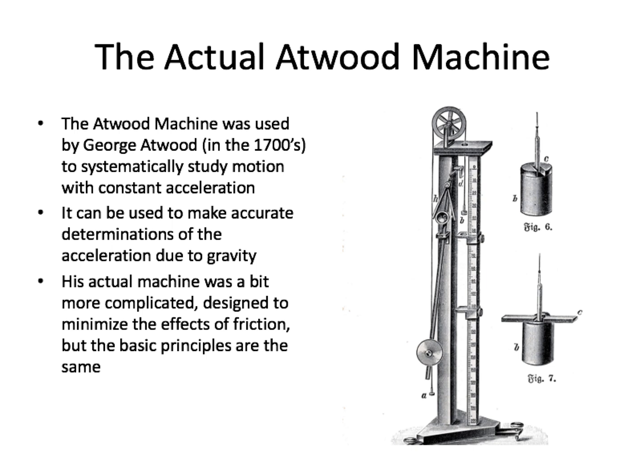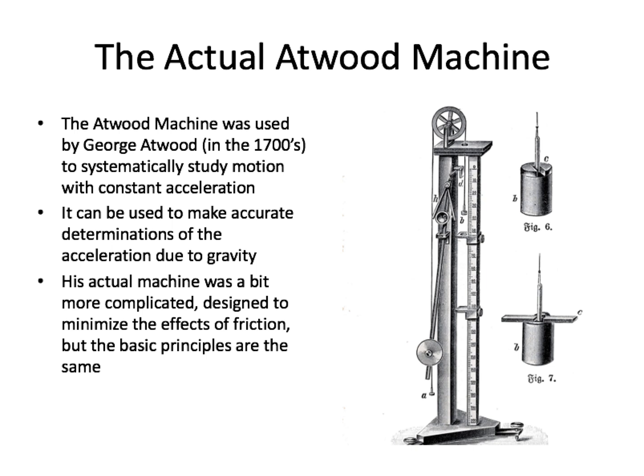What the Atwood machine does for you is it slows down that acceleration. It gives you a constant acceleration that's much slower than little g. And so it makes it easier to study the motion. The other thing that it lets you do is it actually lets you make very precise determinations of little g, the acceleration due to gravity. So Atwood was actually able to use his machine to measure the acceleration due to gravity.